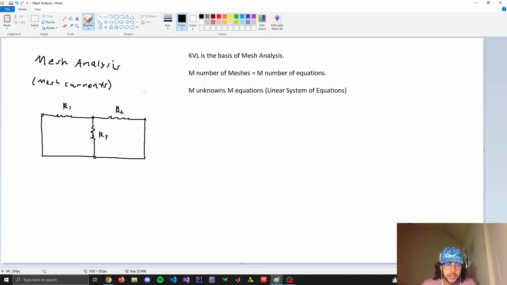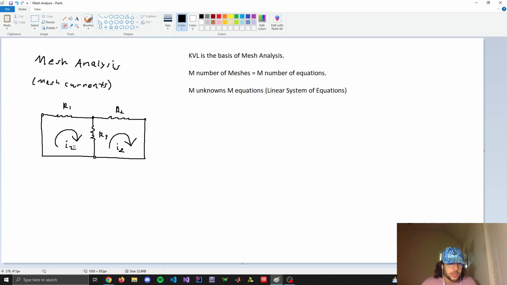And so next, the other method is mesh analysis. For mesh analysis, the basis of it is now Kirchhoff's voltage law, and the number of meshes will be the number of equations you have. So it's going to be another linear system of equations. What I mean by mesh is it's a loop that does not interact with any other loops. And so what you're trying to do in mesh analysis is solve for the currents flowing in these meshes, the mesh currents.